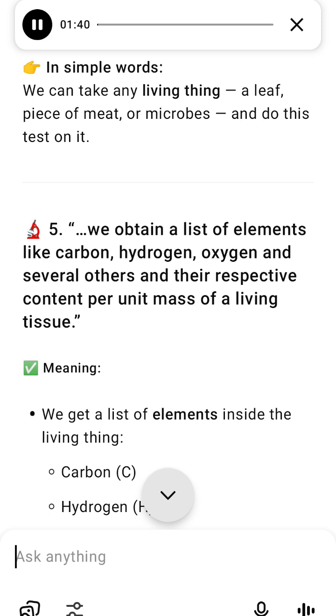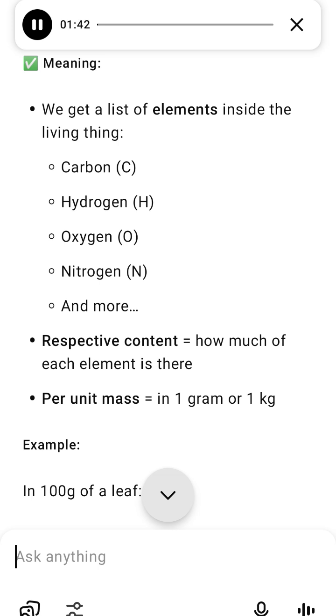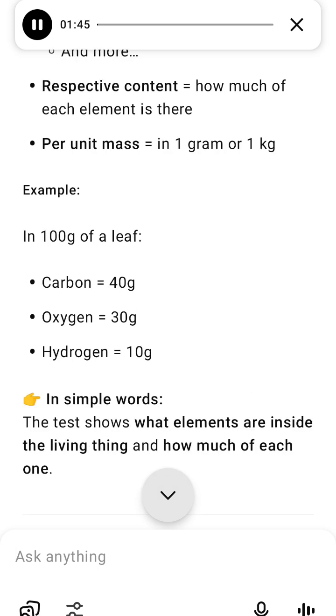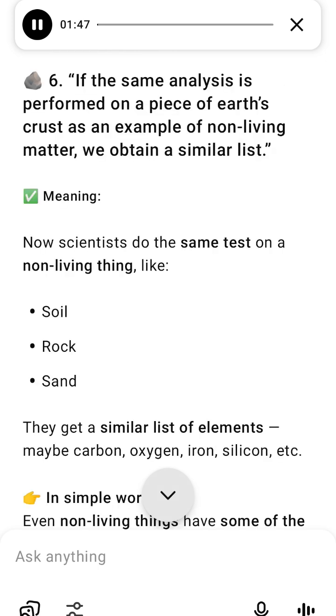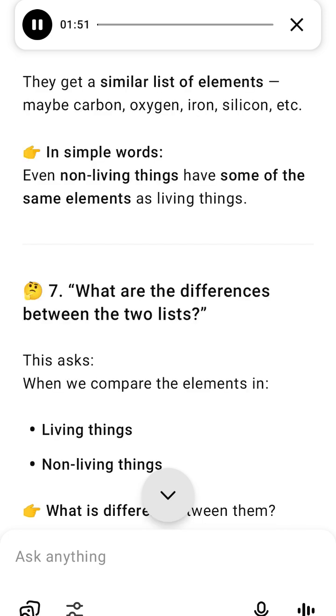3. Scientists use elemental analysis to check what something is made of. Scientists can test a plant, an animal, or microbes, tiny organisms, and find out which elements are inside and how much of each. This tells us the chemical makeup of a living thing. Example: if we test a piece of leaf, we might find 40% carbon, 30% oxygen, 10% hydrogen, 5% nitrogen, and so on.